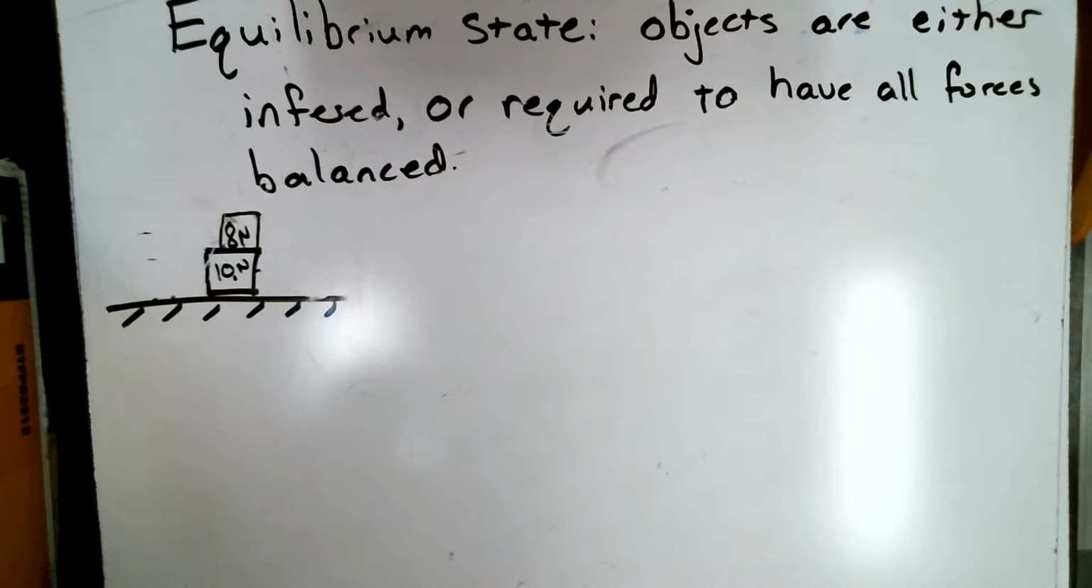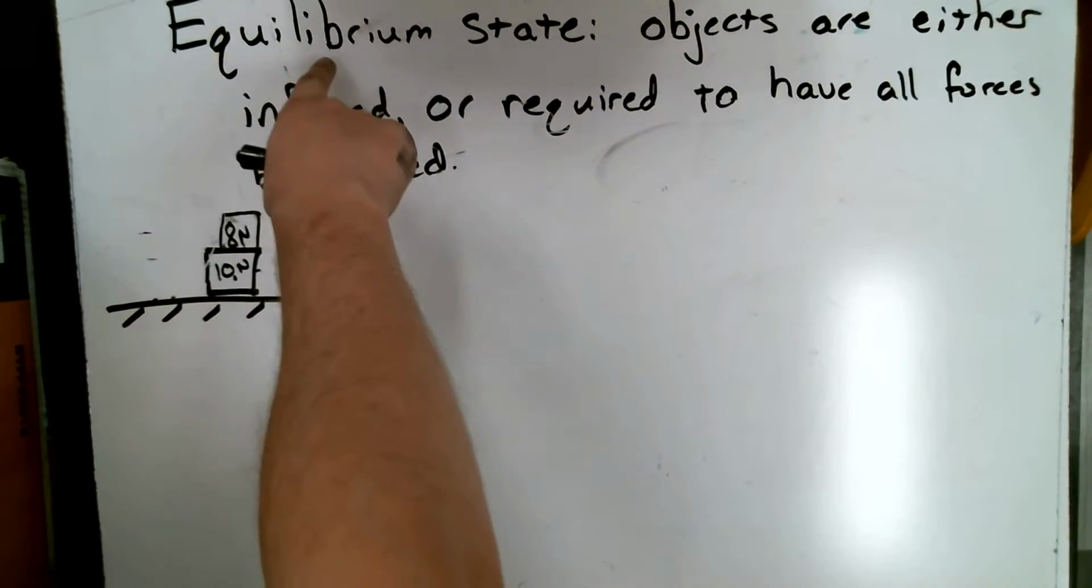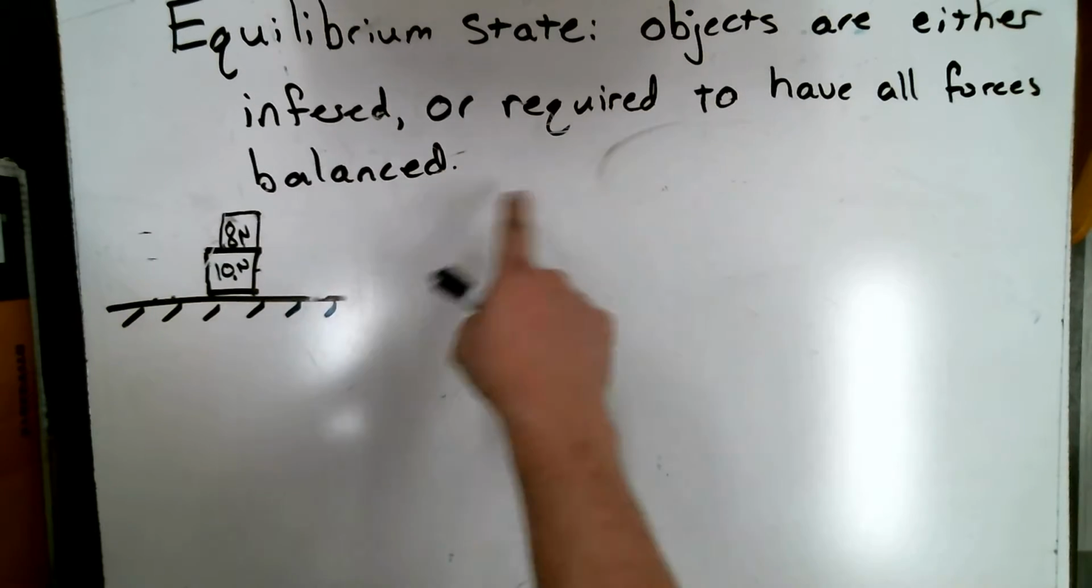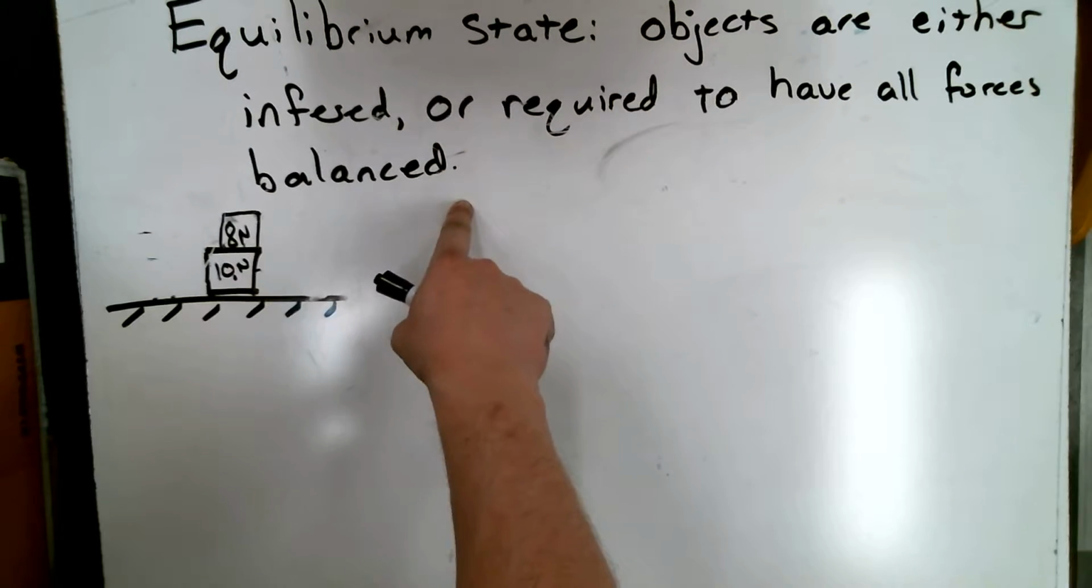This video is going to teach you how to use the equilibrium state and the idea of a net force to find out what missing forces are acting on an object. So in the equilibrium state, objects are either inferred or required to have all forces balanced.